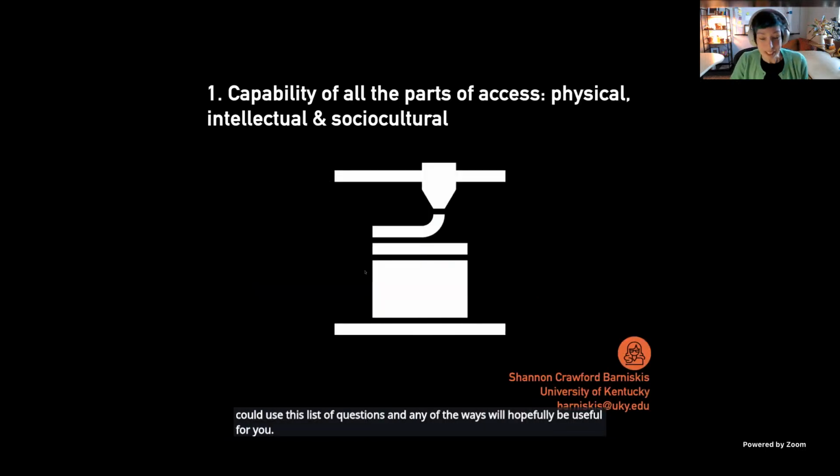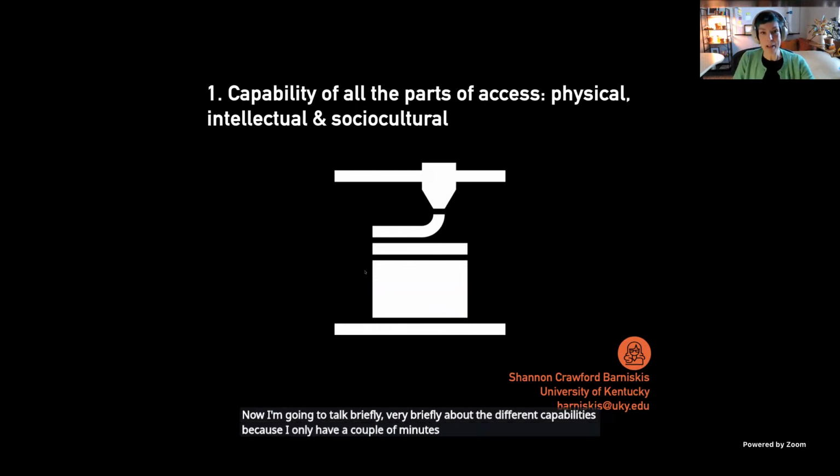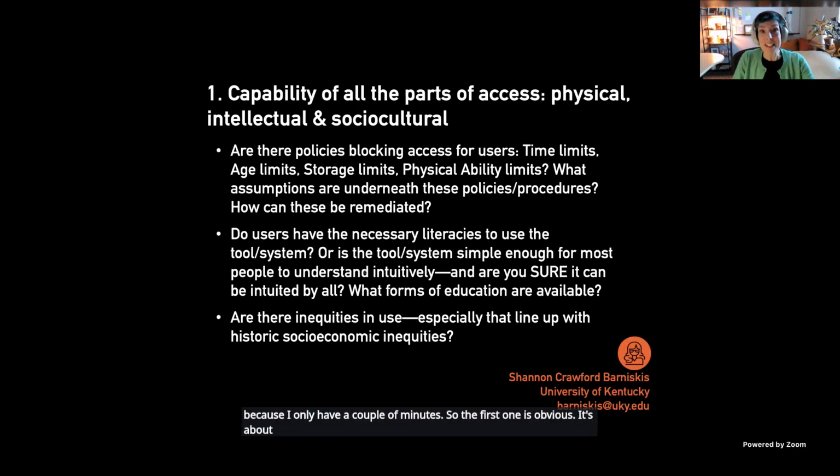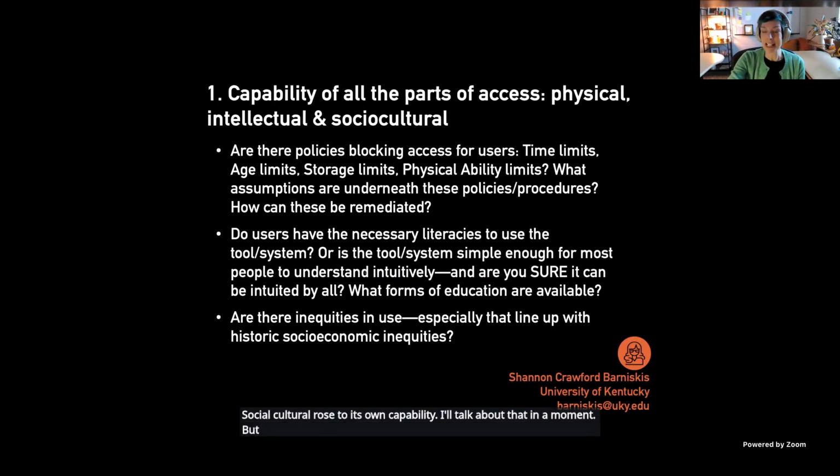Now I'm going to talk briefly, very briefly, about the different capabilities, because I only have a couple of minutes. So the first one is obvious. It's about access. Can you physically get into the space and intellectually understand how to use it? Social cultural gets its own capability. I'll talk about that in a moment. But these are some of the many questions I ask in the C3 checklist. I want to highlight one of them.